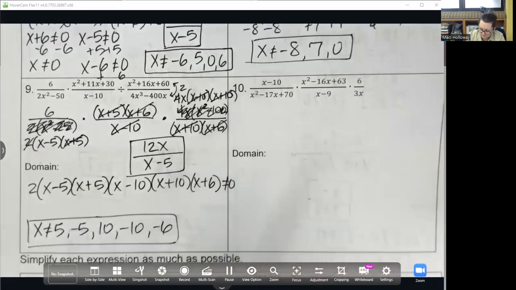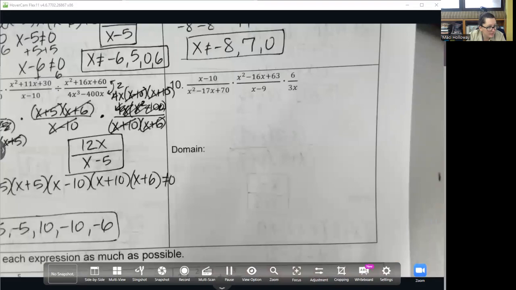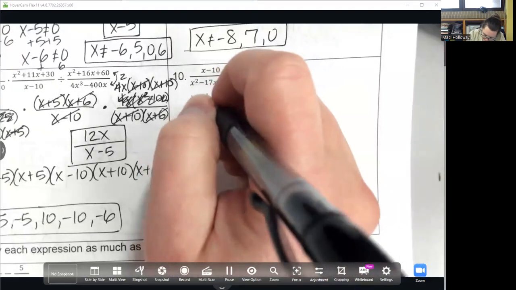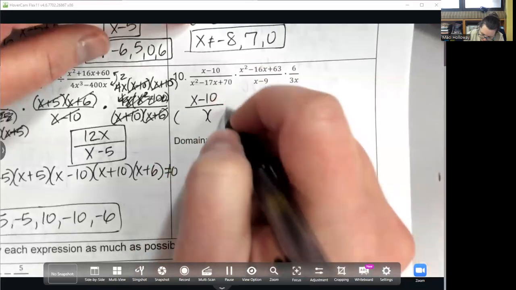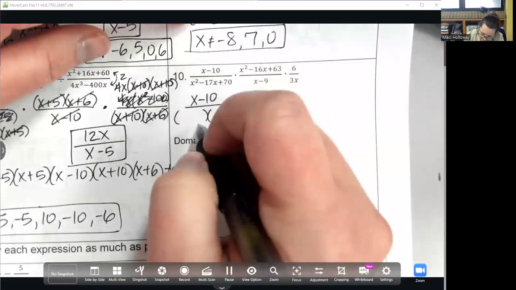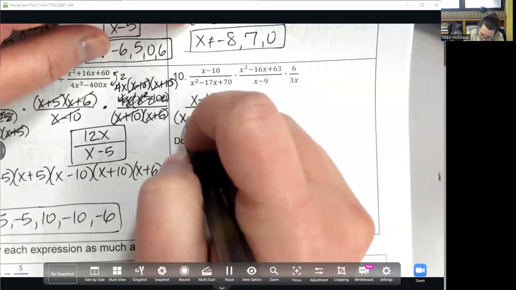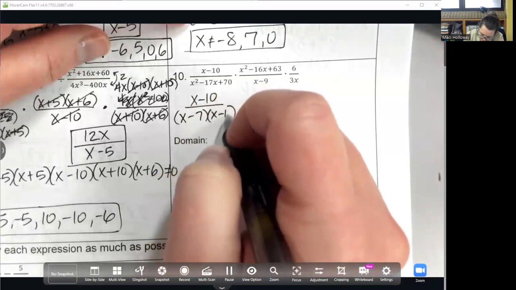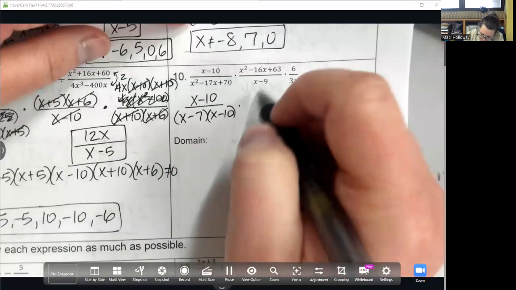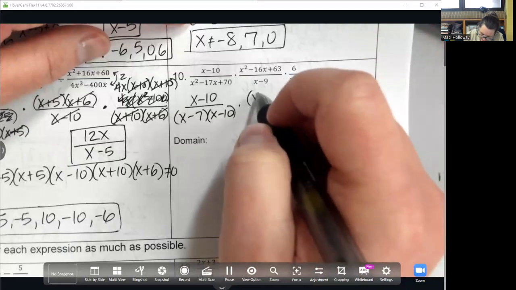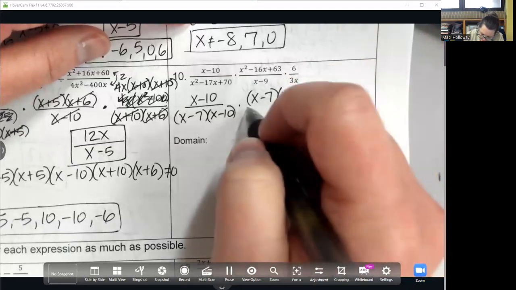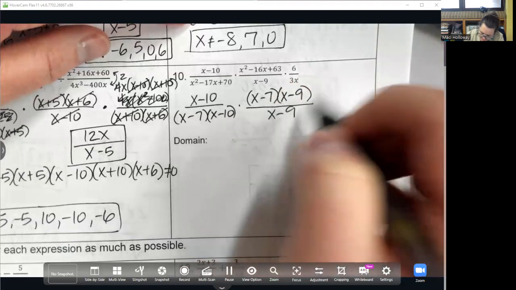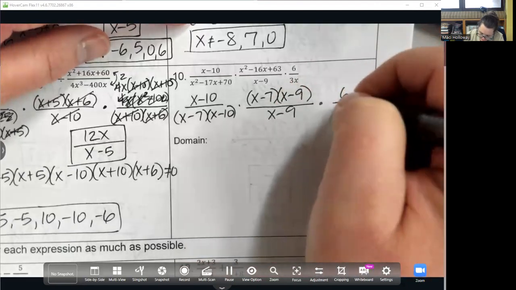Okay, kind of the same thing here, except we don't have to flip anything. We're just factoring all the way. So we're going to keep that x minus 10. And we have what multiplies to get negative 70 and adds to get negative 17: x minus 7, x minus 10. All right, what multiplies to get 63 and adds to get 16: 7 and 9. Minus 9 on the bottom. And we have a 3x here.